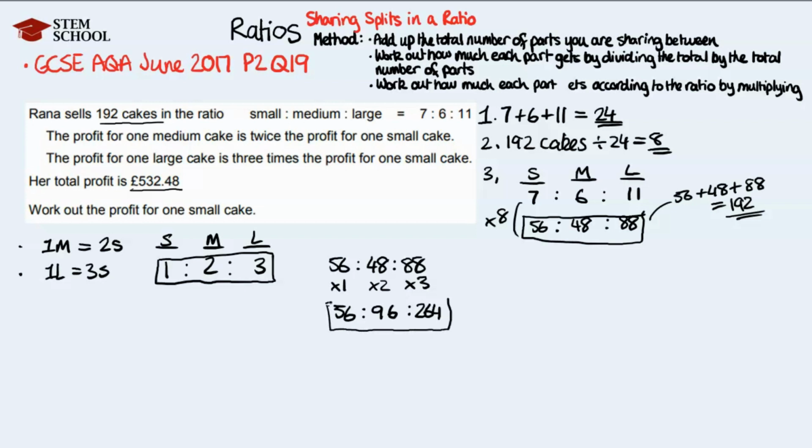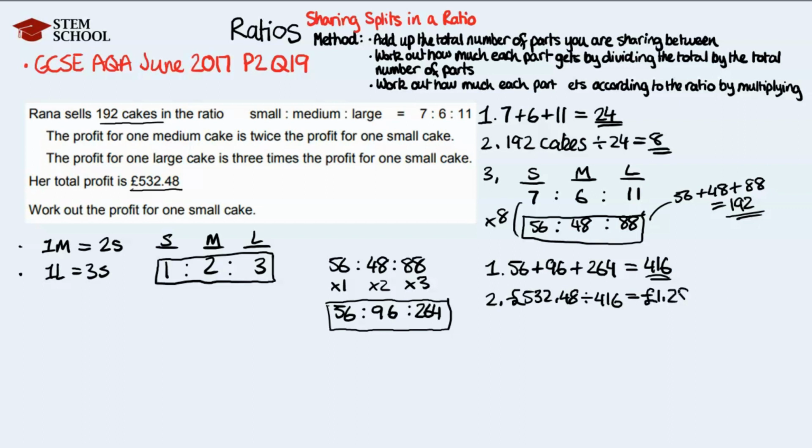There we go. Now at this stage what we're going to do is something similar to what we did at the beginning. We're going to use the sharing splits in a ratio method. So the first step is to add up the total number of parts that we're sharing between. So 56 plus 96 plus 264. We calculate that, and what you'll get is 416. And then part 2 is when you'll do 532 pounds 48 divided by 416. So you're dividing the total by the total number of parts that you're sharing between. And what you'll get is £1.28.